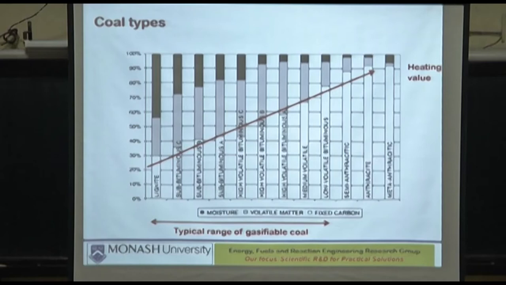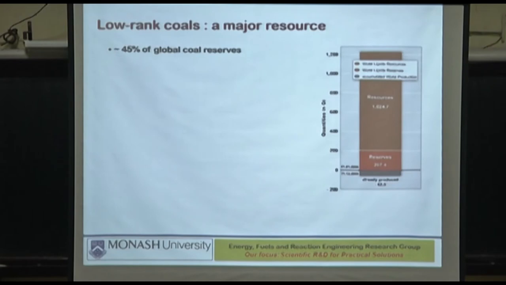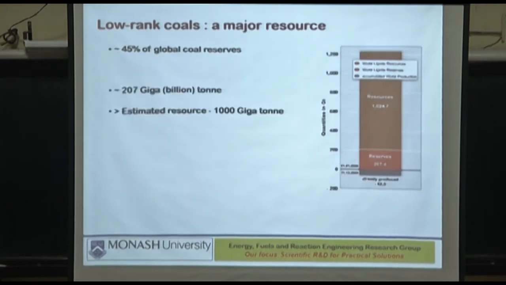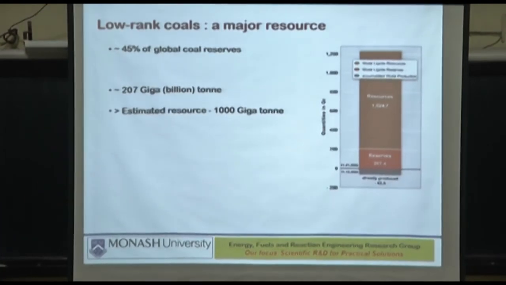So, I also have to bring to your attention the low rank coals, because as I said before, low rank coals are very much amenable to gasification. Their gasification reactivity is higher. So, these same figures that I showed yesterday, as part of this module, I am showing it. There will be few overlapping slides so that you don't have to remember them, and each module stands on its own. So low rank coals are a major resource. About 45% of the global reserves are low rank coals. So about 200, that much, it's a huge reserves, 207 billion tons.